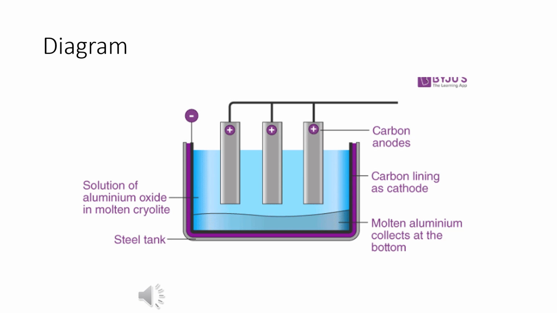As you all know, electrodes are either anode or cathode. So the lining of the internal surface of the cell is where we have the carbon cathode. The cathode is where we have what we call reduction reaction. Reduction reaction occurs at the cathode.